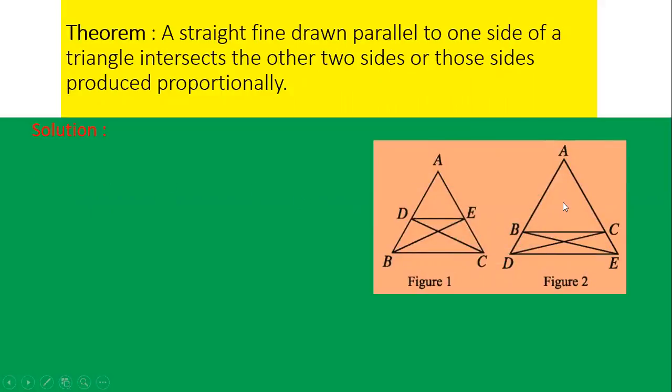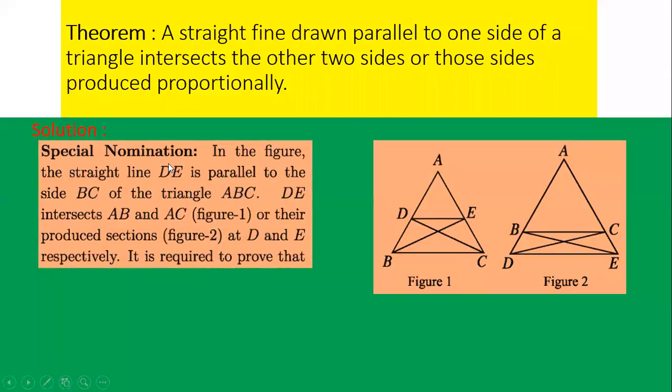At first, we draw the figure. Here, ABC is a triangle and ADE is another triangle. Special notation: in the figure, the straight line DE is parallel to the side BC of the triangle ABC. In figure 1, DE is parallel to BC, and DE intersects AB and AC, or their produced sections, at D and E respectively. Produced section means if we extend AB or AC, then it intersects at the points D and E.